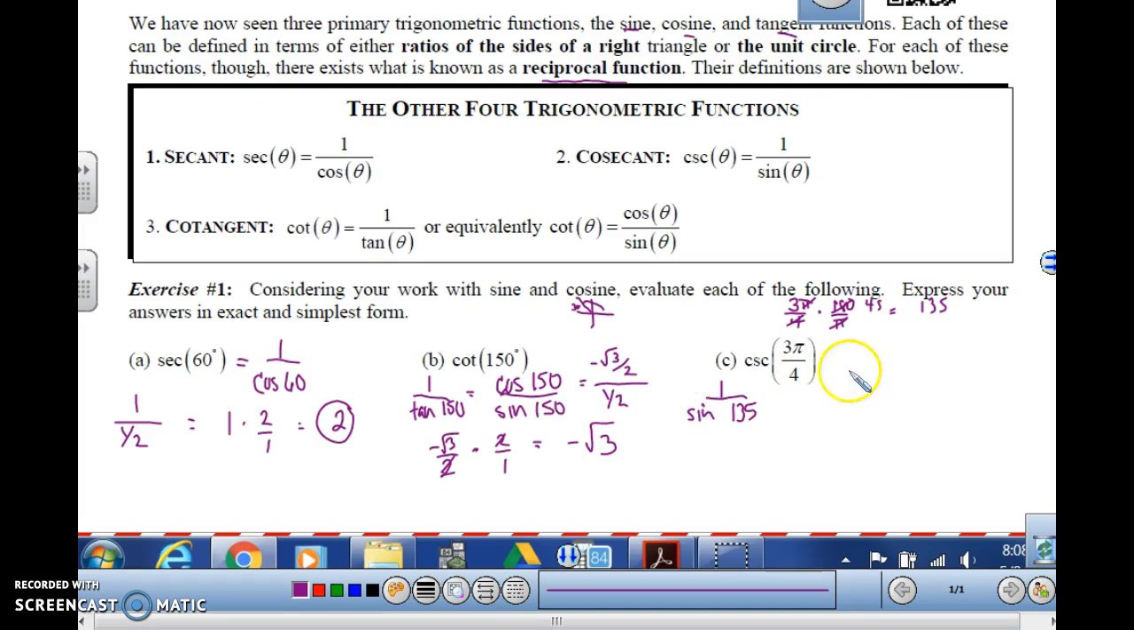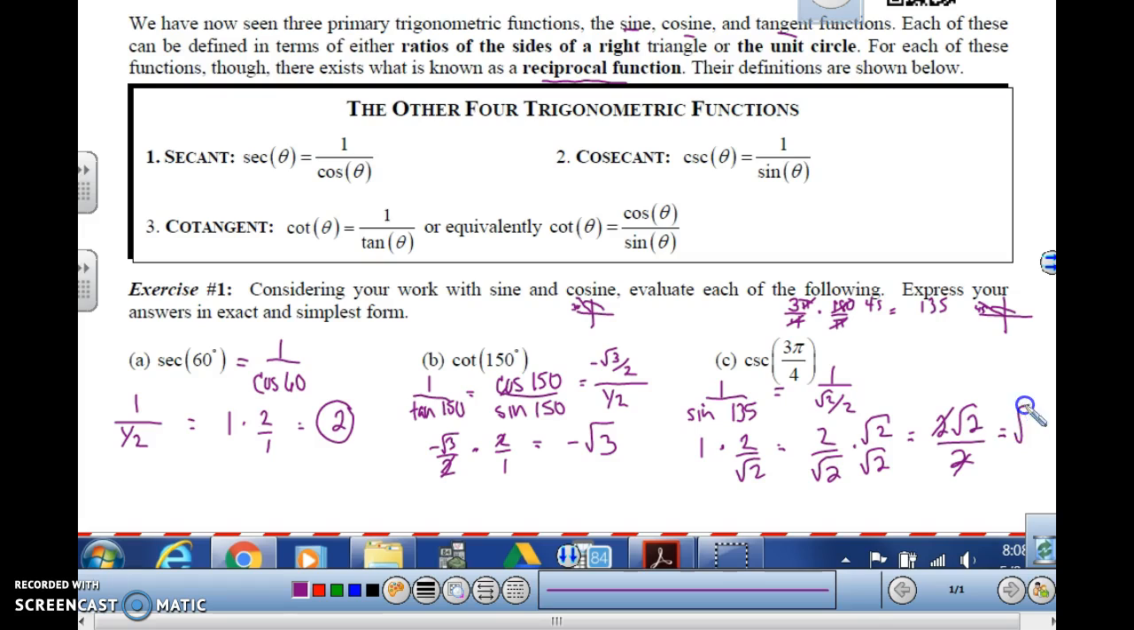So 135, again, is in the second quadrant, which is over here. The reference angle will be 45. Sine is positive in the second quadrant, so this is going to be 1 over the square root of 2 over 2. If we want to simplify this, it's 1 times the reciprocal, which is 2 over the square root of 2. Now, we don't like to leave radicals in the denominator, so we're going to multiply by the square root of 2 over 2. That's going to be 2 square root of 2 over 2, and then the 2's cancel, just leaving the square root of 2.